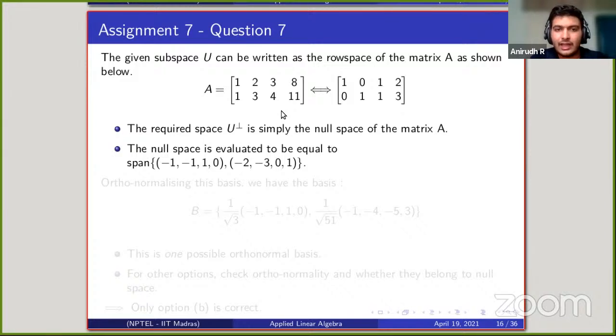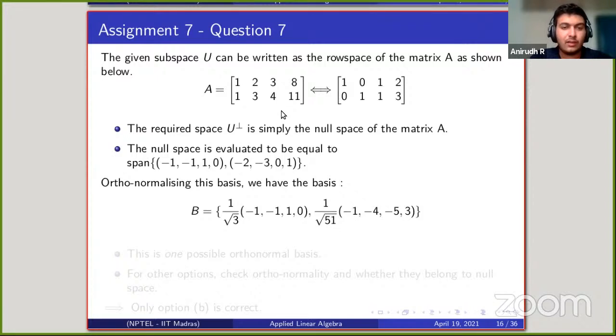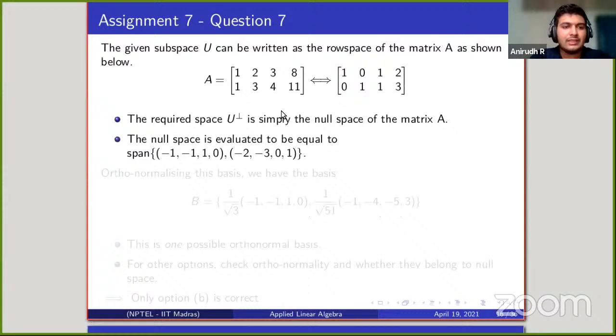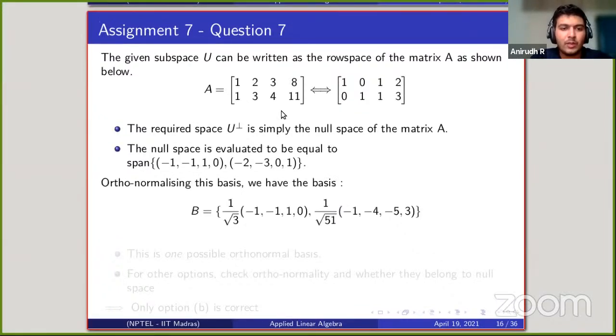We perform Gaussian elimination on A. We end up getting this triangularized form, and the last 2 variables will be the free variables, and the first 2 will be the dependent variables. By the standard method, we find the null space as the span of (-1, -1, 1, 0) and (-2, -3, 0, 1). These 2 form a basis of the null space, which is nothing but U perp. We then orthonormalize this basis, using the standard Gram-Schmidt orthonormalization, to get this basis B.